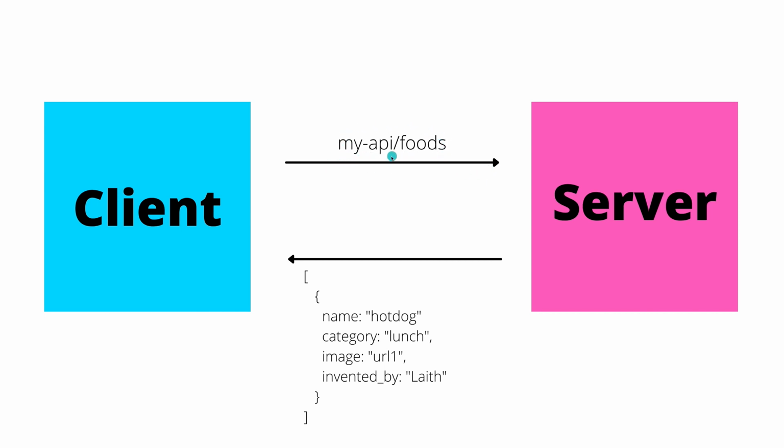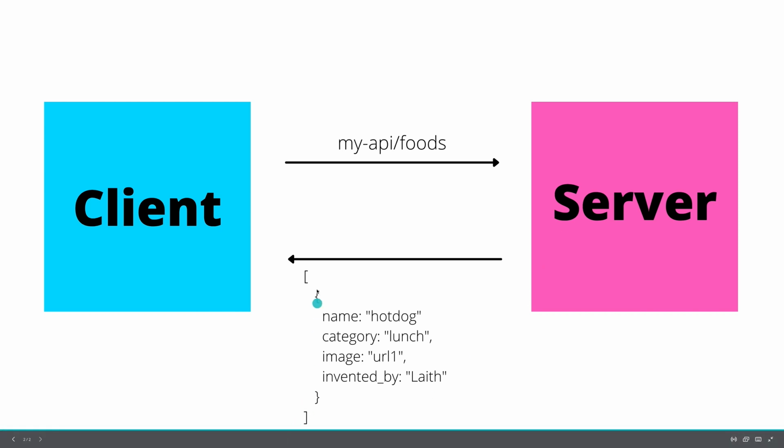Over here it says my API. So whatever this API is called, each API is going to have a unique URL. And then over here we are appending /foods, meaning that, hey, I want an array of all the food. So the server is going to get this route and it's going to execute some logic. And then at the end of the day, it's going to retrieve all of the food, and it's going to go ahead and send it to the client.